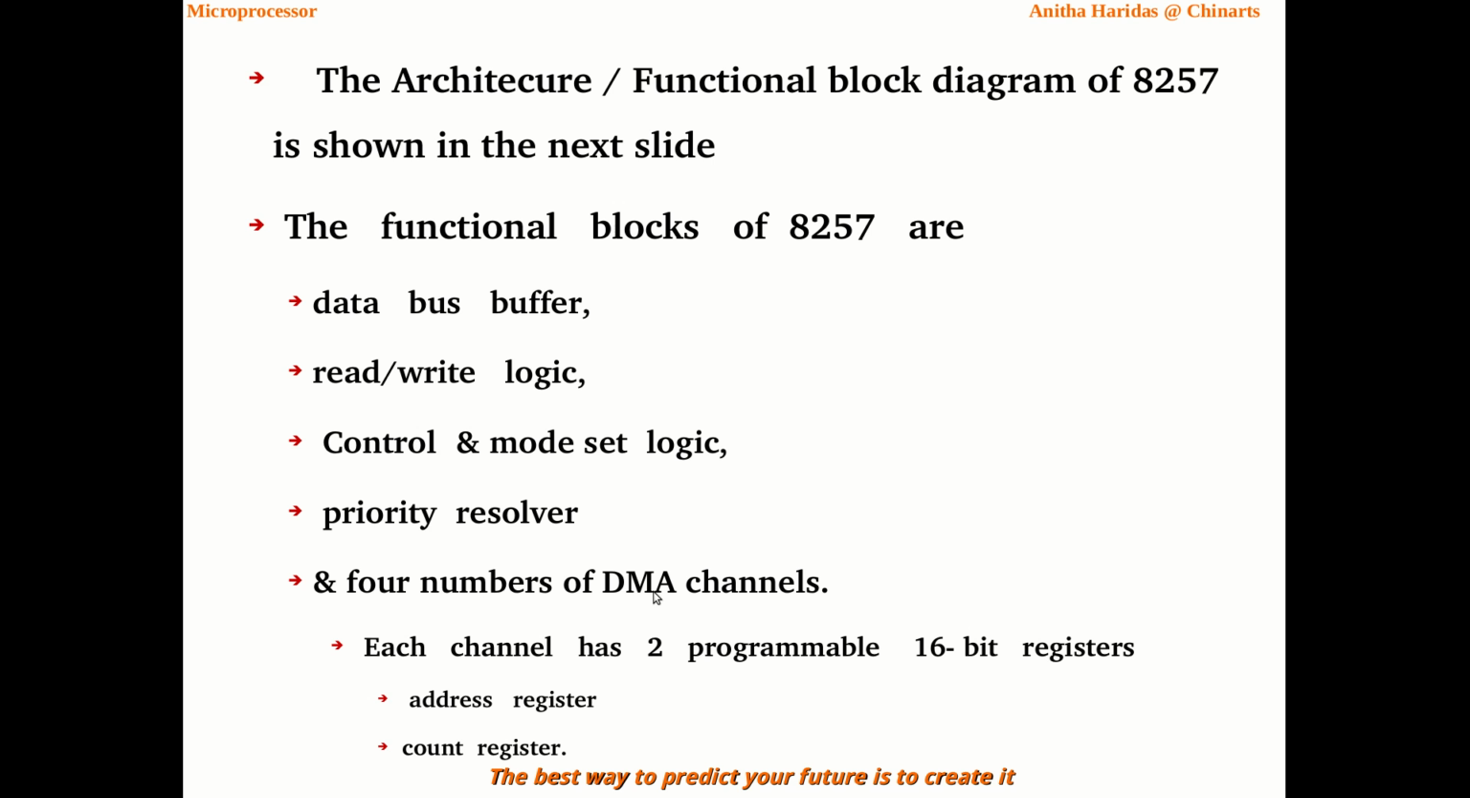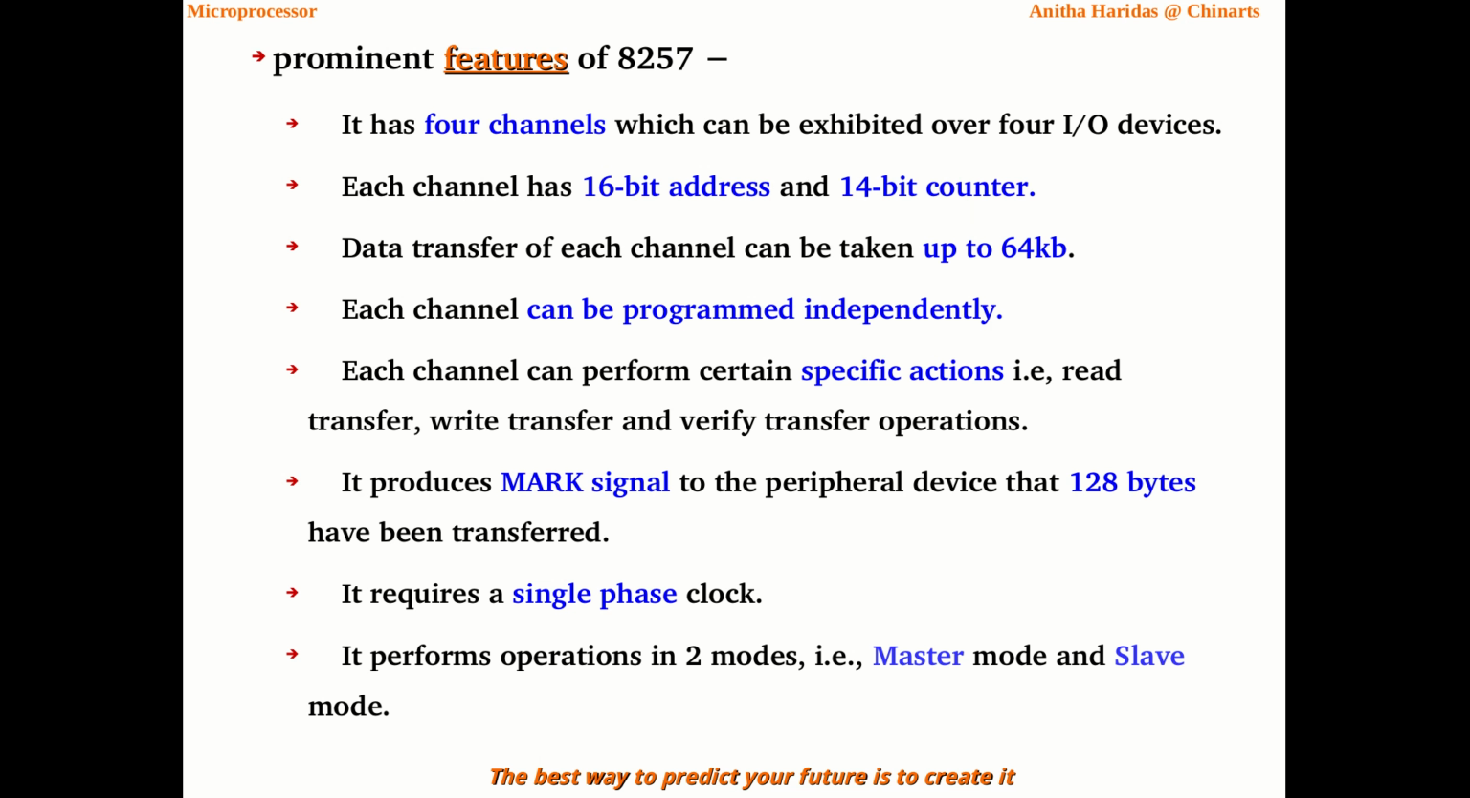Then you have 4 different DMA channels, and each channel has 2 programmable 16-bit registers. What are they? One address register and one counter, or you call it as count register. So that is what is said here. Each channel has 16-bit address and 14-bit counter, and it can be programmed independently.